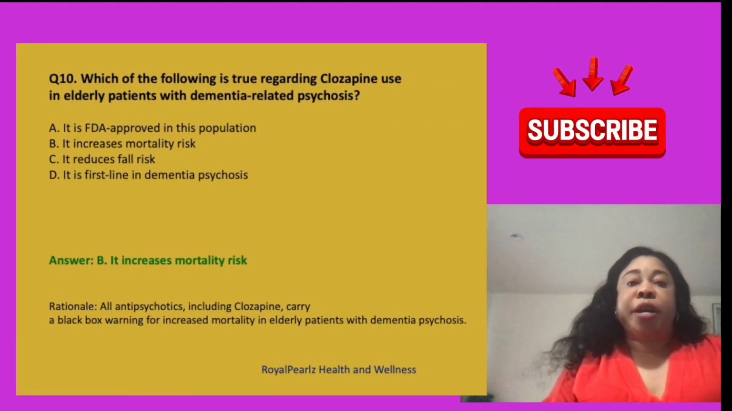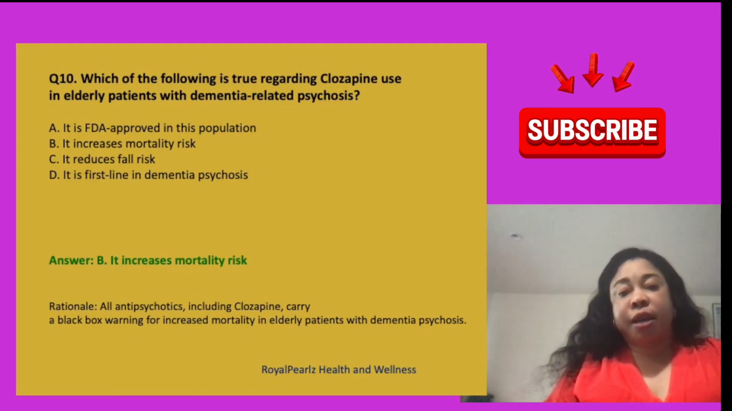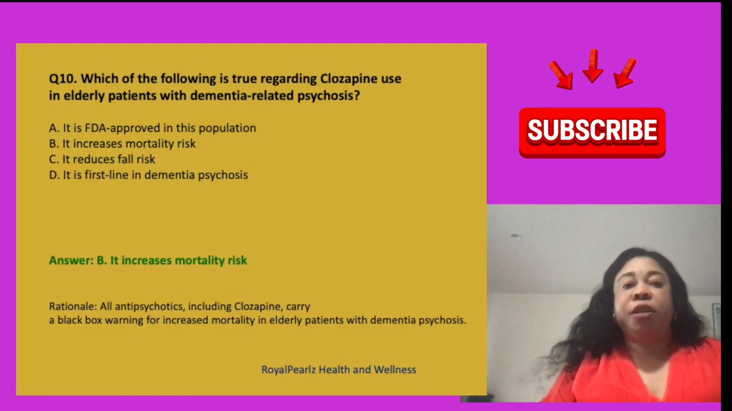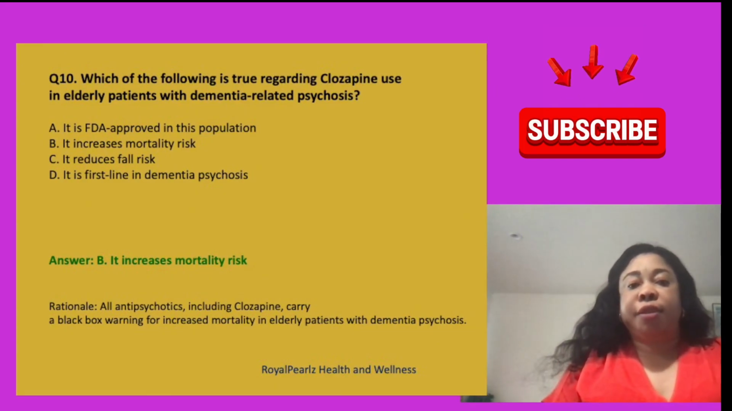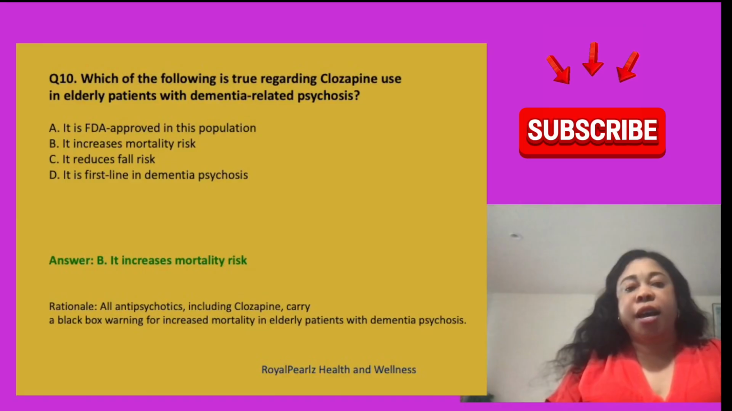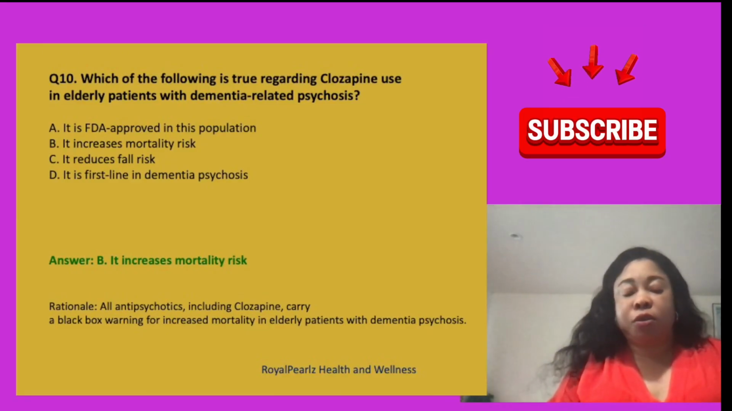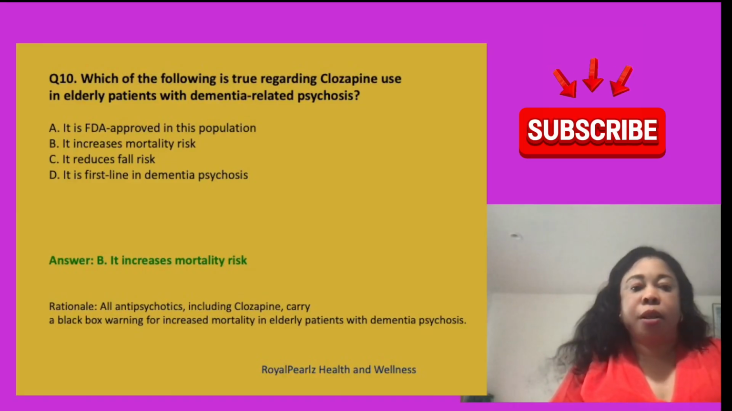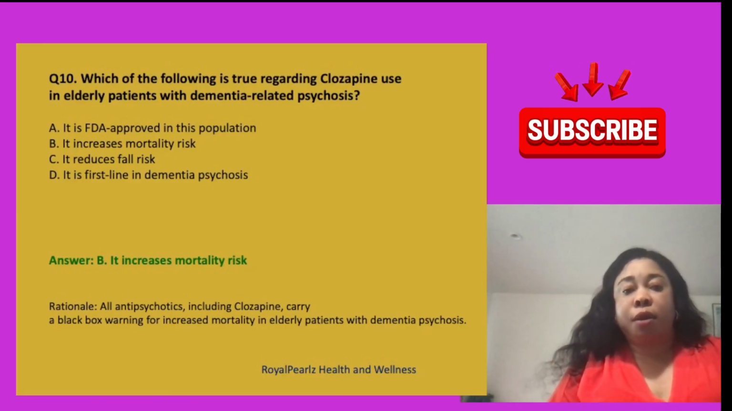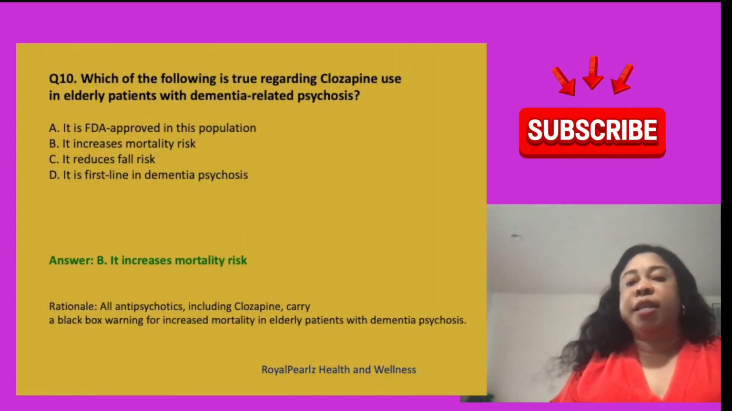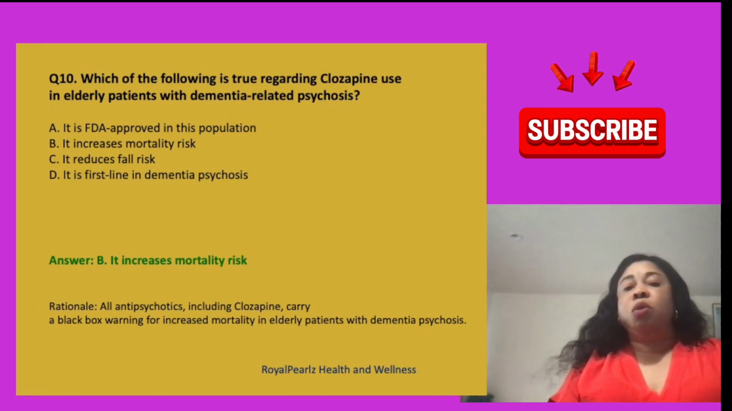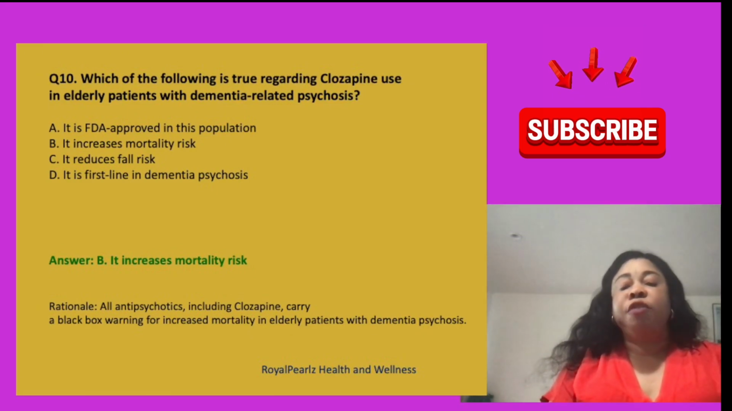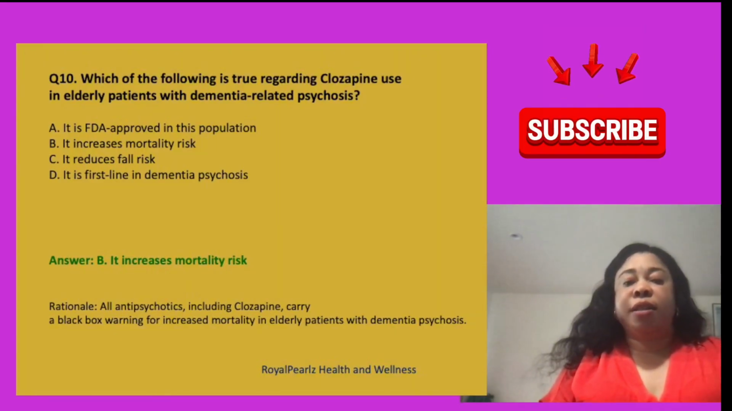Number 10, which of the following is true regarding clozapine use in elderly patients with dementia-related psychosis? A says it is FDA approved in this population. B, it increases mortality risk. C, it reduces fall risk. And D, it is first line in dementia psychosis. The answer here is that it increases mortality risk. This I also mentioned in my last video. If you have not watched it, you can refer to my video on my channel where I talked about clozapine. All antipsychotics, including clozapine, carry a black box warning for increased mortality in elderly patients with dementia psychosis. So with elderly patients and children, you have to be careful when administering all the antipsychotic medications.